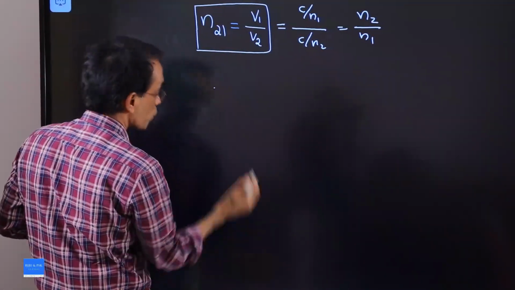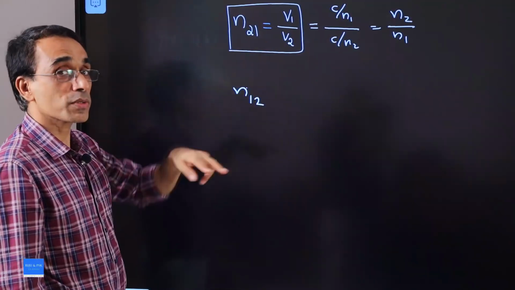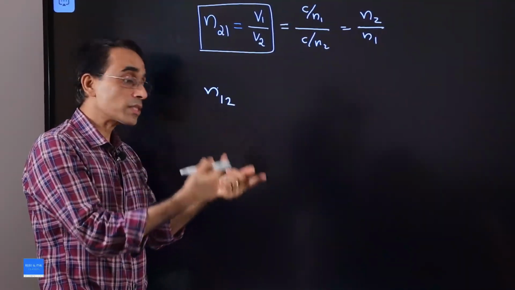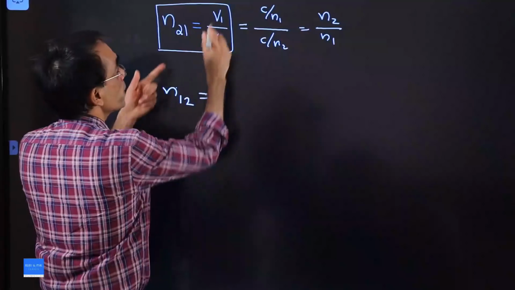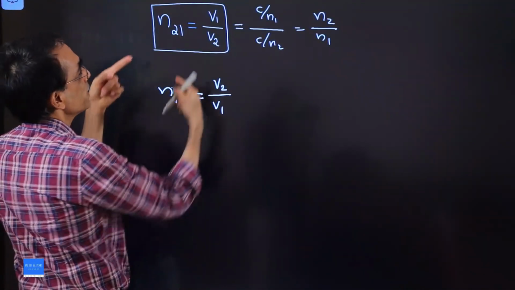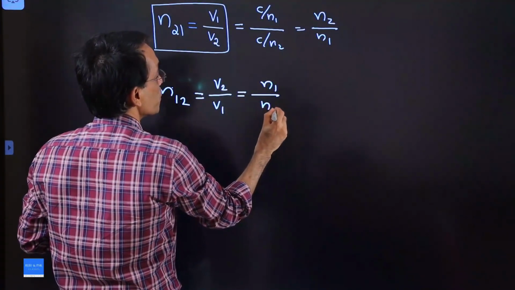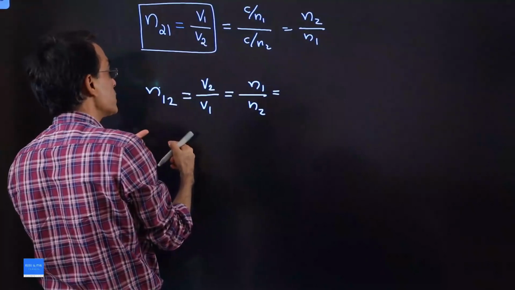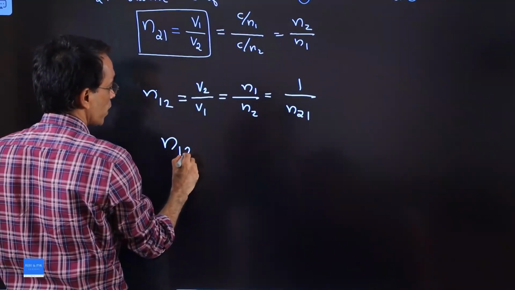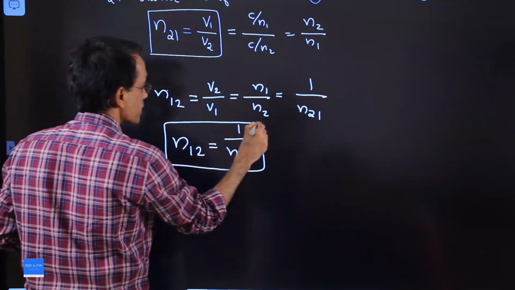What is N12? I told you N21 is the refractive index of the second medium with respect to the first one. So what is N12? It is the refractive index of the first medium with respect to the second medium. This will be written in the same manner, as V2 divided by V1. It is the reciprocal of that one. So this can be written as N1 by N2, again the reciprocal. So N12 is nothing but 1 by N21. Important relation: N12 is equal to 1 by N21. That's a beautiful relation.